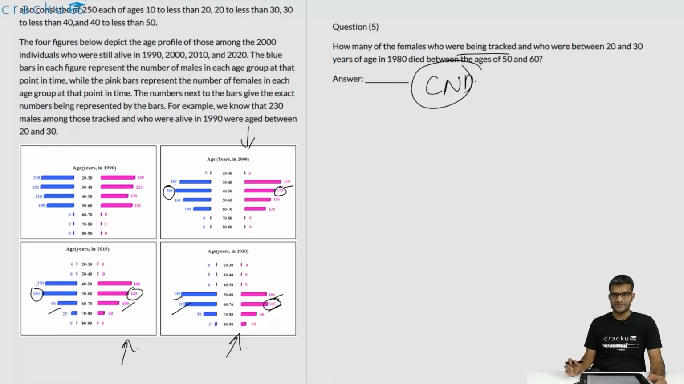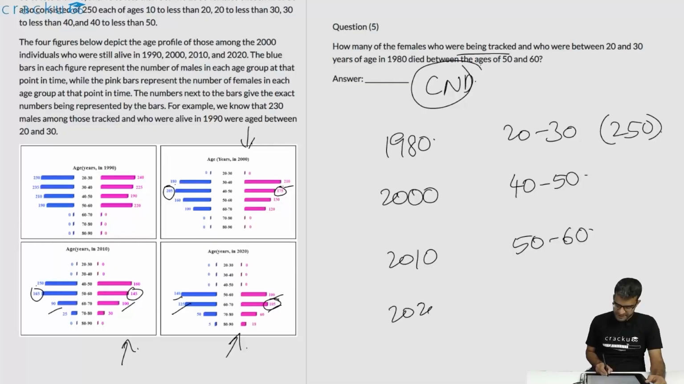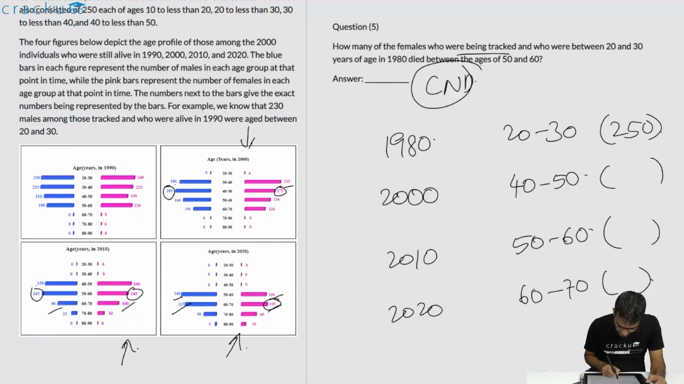The reason for that is very simple. What we can say, let us see, in 1980, in the age group of 20 to 30, we have 250 women who were alive. In 2000, these guys will be between 40 to 50 years old. In 2010, between 50 to 60 years old. In 2020, between 60 to 70 years old. In 2000, between 40 to 50, women is 175. In 2010, between 50 to 60 is 145. In 2020, this is 105.